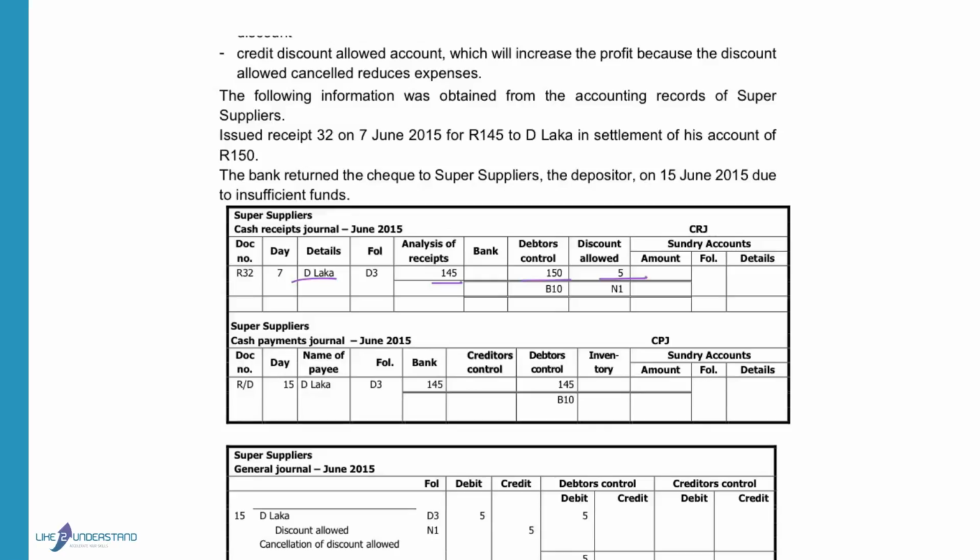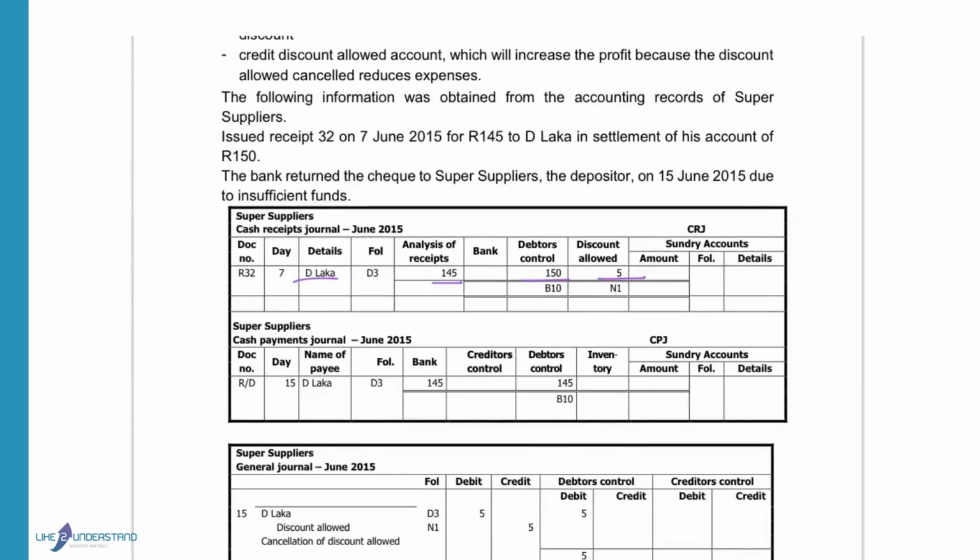Now, if this check comes back because the check is dishonored, it means that the person didn't have money in the bank, or there was something wrong on the check: the signature is not according to the specimen signature, the dates are post-dated, or the dates are older than 6 months, so the bank returns the check to you. You have to cancel the check in the cash payments journal.